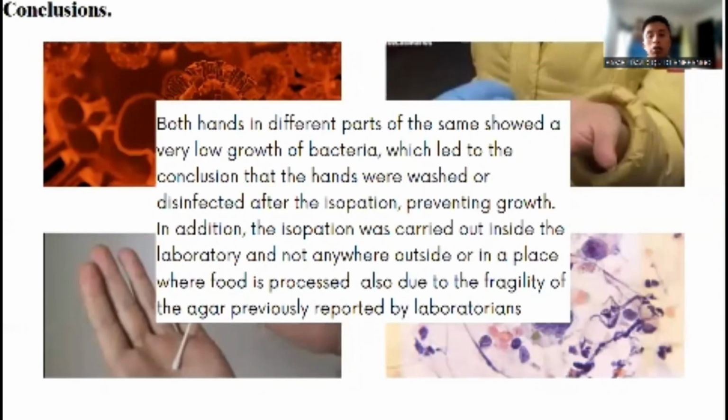Our conclusion: we conclude that both hands, in different parts of the same, showed very low growth of bacteria, which led to the conclusion that the hands were washed or disinfected before the hisopation. We don't know if this is real, the disinfection or washing. It is so complicated to see the growth of the bacteria and what prevented the growth. In addition, the hisopation was carried out inside the laboratory and not anywhere outside, or in a place where food is processed. Also, due to the fragility of the agar previously reported by the laboratory staff.